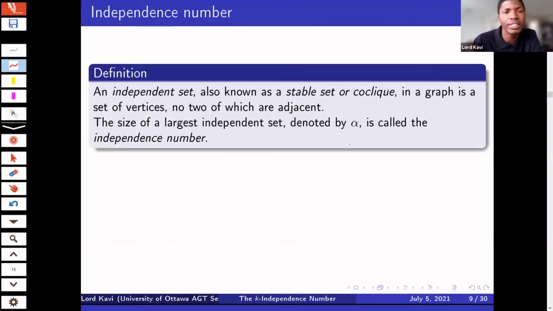So now we can proceed to the independence number. So what's an independence number? First of all, independence: we are looking at a set of vertices, no two of which are adjacent. And therefore, when we look at the size of a largest independent set, we call that the independence number. And we denote that by alpha.